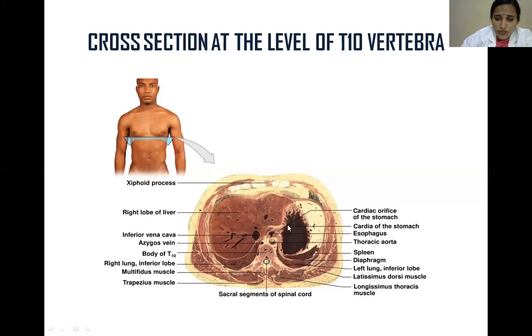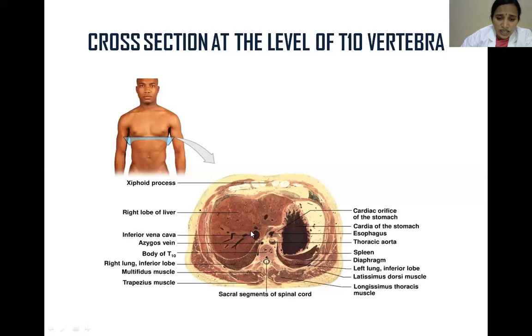Okay, so this is the esophagus, this is the fundus or cardiac part of the stomach. Okay, and this is the spleen. And behind the spleen, this is the left dome of the diaphragm. This is the left lower lobe of the lung. Okay, lower lobe of the left lung.